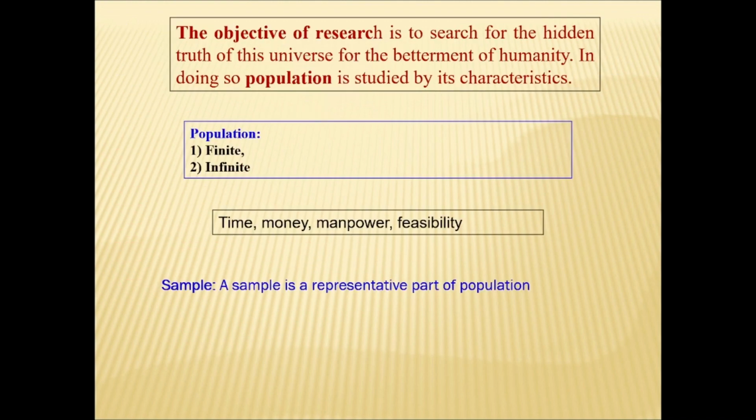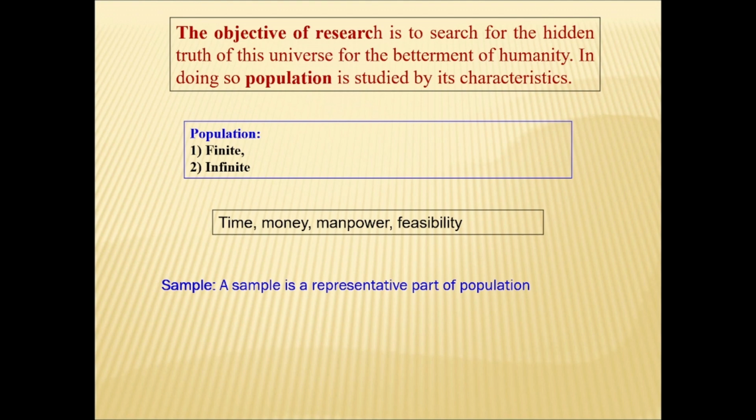The objective of research is to search for hidden truth. All our endeavor is to know about the population, to know about this universe and beyond this universe also, which has so long remained hidden. And in the process, we try to study the population. What is population? Everybody knows it. It's an aggregation of well-defined entities under a certain area or certain places.